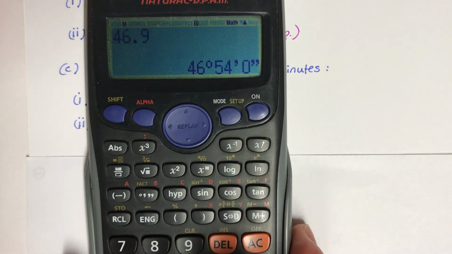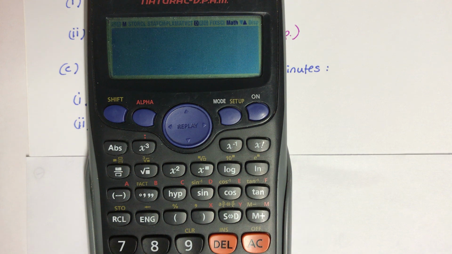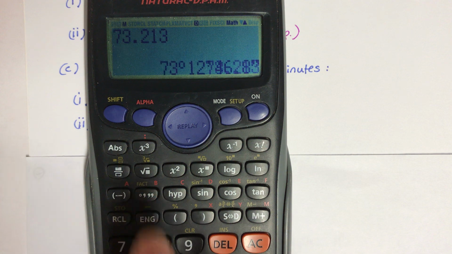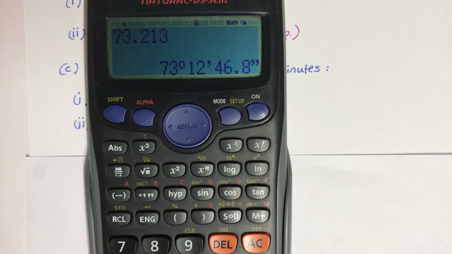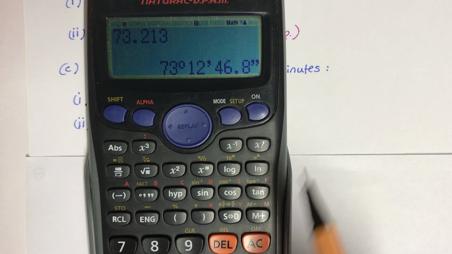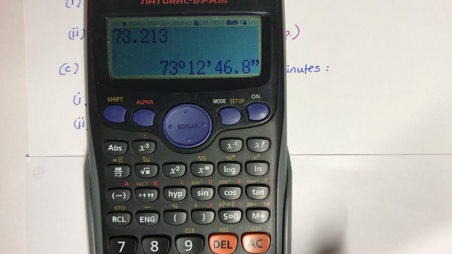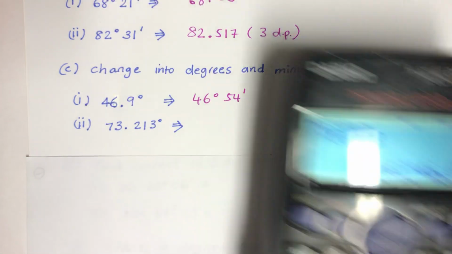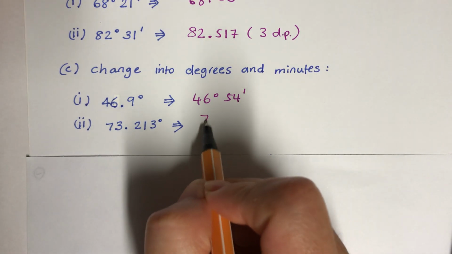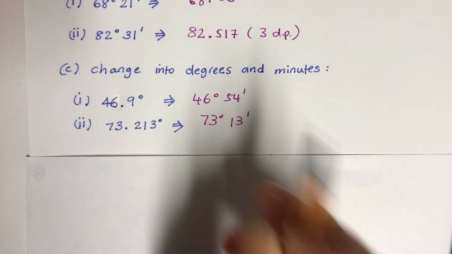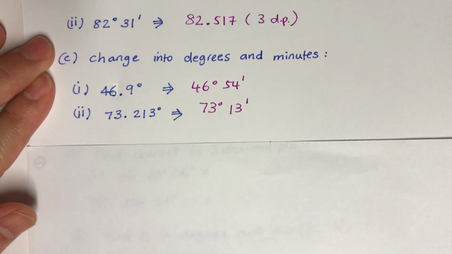The next one, I'm going to clear that up, 73.213 and equals, and I'm going to press DMS. I will get 73 degrees and 12 minutes and 46.8 seconds. So if I want to write it as minutes, I'm going to have to round it up. So my answer will be 73 degrees and 13 minutes. So I'm going to write that down, 73 degrees and 13 minutes. Okay, next one.